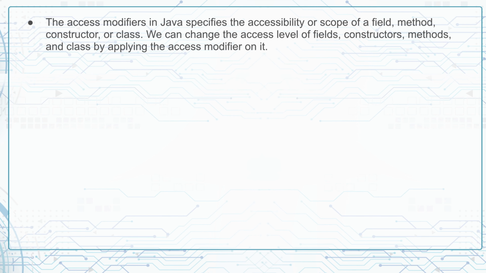So what is the access modifier? The access modifier in Java specifies the accessibility or scope of a field, method, constructor, or class. We can change the access level of fields, constructors, methods, and classes by applying access modifiers on them. Generally speaking, access modifiers control the access level of each property or each method inside your project. You can set some private attribute, which you can only access from the same class, or you can make it public to be accessed everywhere.